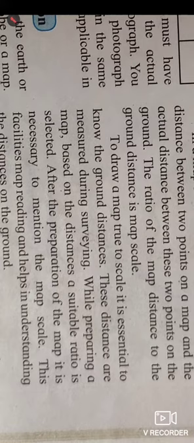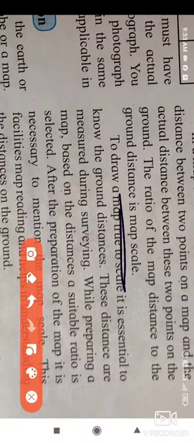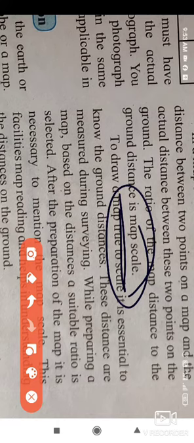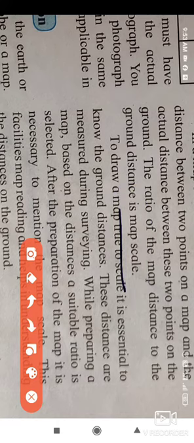In the map scale, it is essential to correlate the distance between two points on the map and the actual distance between these two points on the ground. We must have a relation between the actual distance on the ground and the distance on the map, having the same proportion to the whole map. The ratio of the map distance to the ground distance is the map scale. So here we get the definition of map scale. It is important, underline this. It may come in the examination.